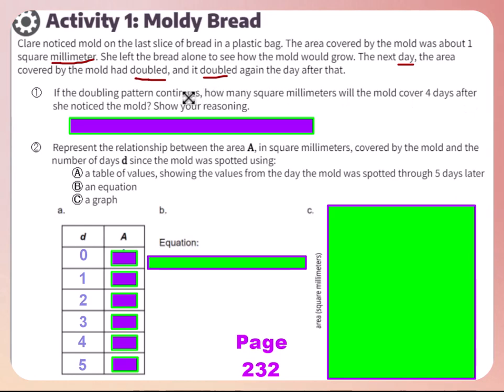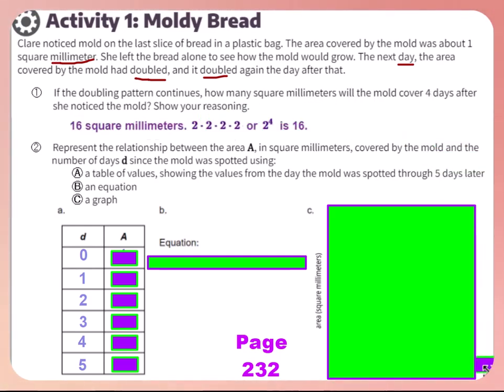Now, if the doubling pattern continues, how many square millimeters would the mold cover 4 days after she noticed the mold? Okay, it's going to be 16 square millimeters, or 2 times 2 times 2 times 2, or 2 to the 4th. We start with 1. Let's write that equation out.